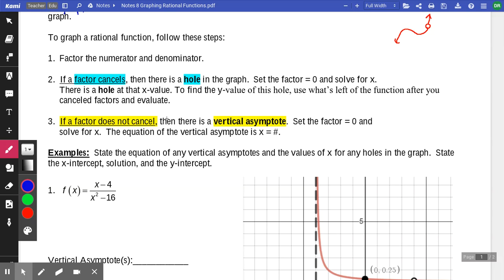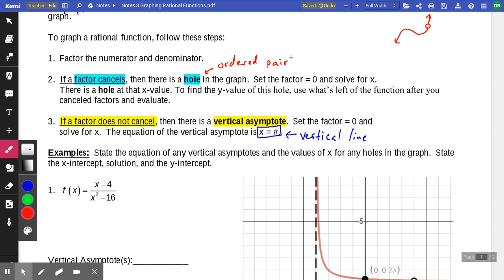The only difference between these two things is a hole is a location, so we show it by an open circle, like a point almost. An asymptote, though, is a vertical line, so we write those as x equals something. So we'll put x equals a number for a vertical line, right? But for a hole, we'll show that as an ordered pair. Okay, so we'll identify the location.